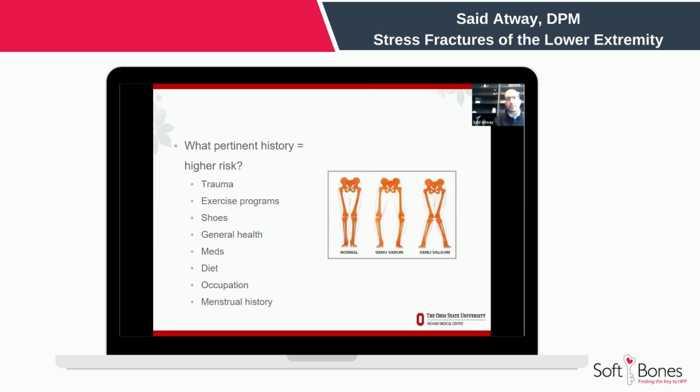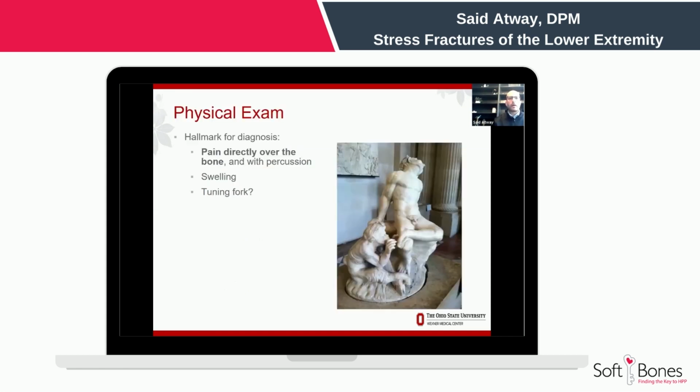So we tell patients that are prone to stress fractures or may have had stress fractures in the past, shoes in the house is something that may save you from a lot of trauma. So shoes, obviously general health, diet, and occupation. So how do I assess these patients?